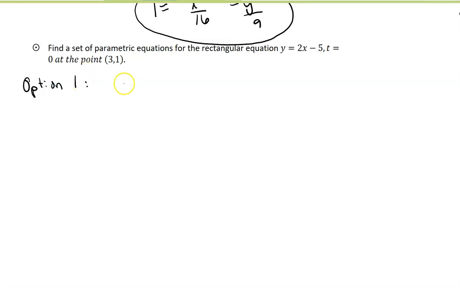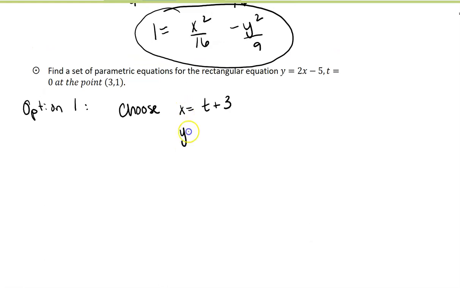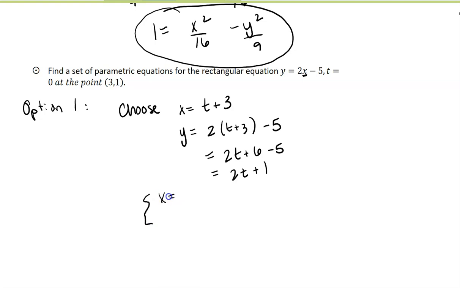So one option, you could choose x equals t plus 3. You could see that if t is equal to 0, then x would be 0 plus 3, and this would allow that point to be satisfied. So then, everywhere that y has an x, I'm going to replace it with t plus 3. So I'll have 2 times (t plus 3) minus 5, which is 2t plus 6 minus 5, or 2t plus 1. And you can see that if you did plug in t equals 0, you would get the point y equals 1. So my parametrization here would be x equals t plus 3, and y equals 2t plus 1.